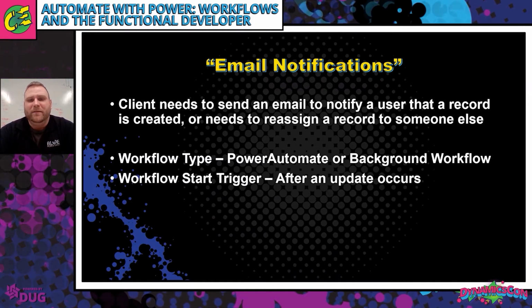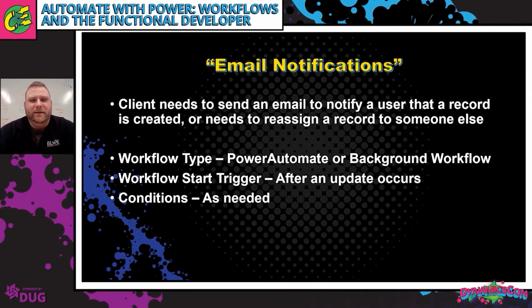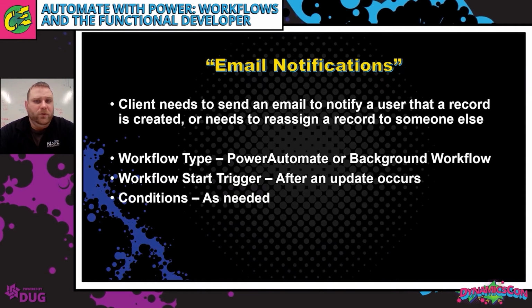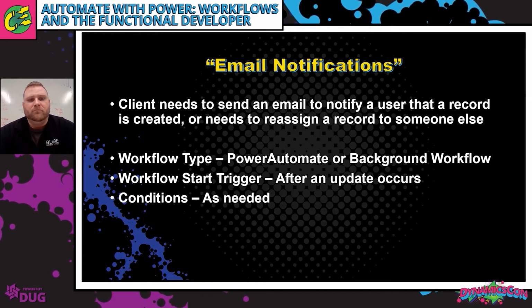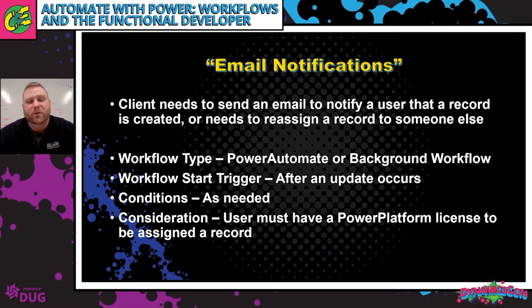Workflow start trigger, that's going to be after an update occurs. And your conditions are kind of as needed. Do you have specific fields that you're going to trigger on? Do you have a specific user that it's going to go to? Maybe a team or a queue, things like that. You can pull in all kinds of data using the dynamic workflow options when you're setting your properties of the workflow.